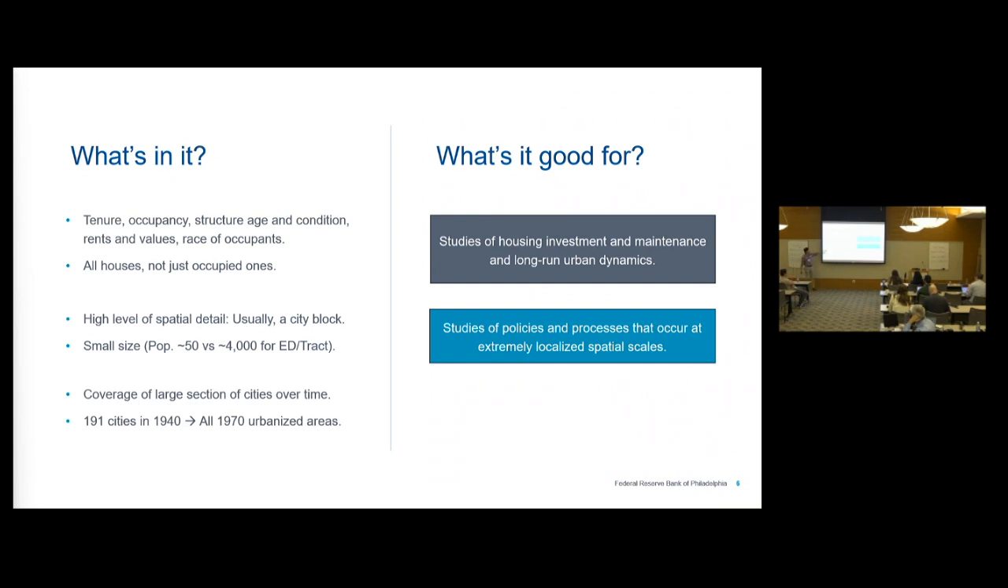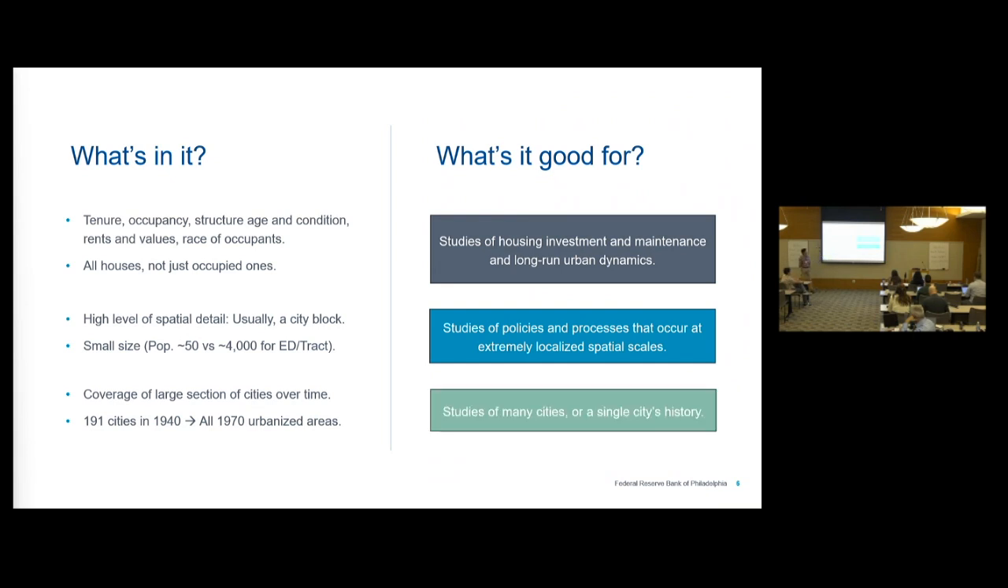Okay. Finally, what is the coverage? This is going to be a large and expanding section of cities over time in the original block statistics. The coverage in 1940 is 191 cities. Over time, they gradually add more cities. Finally, in 1970, the coverage of the block statistics is all urbanized areas in the United States.